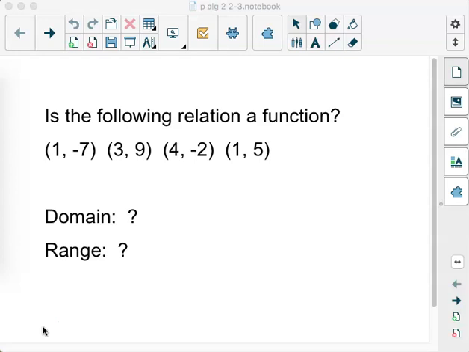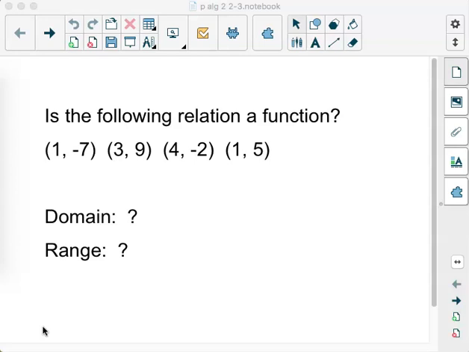This is a review, so this might not be in your packet for 2-3. First question: is this a function? We know that the definition is, for every input, there's exactly one output. Does that one meet that definition? If you put in a 1, what do you get? -7. That's one number. It's okay. Put in a 3, you get 9. That's just one number. Put in a 4, you get a -2.